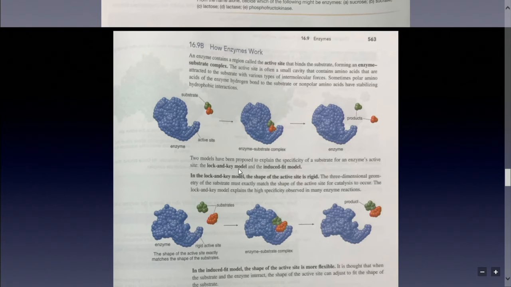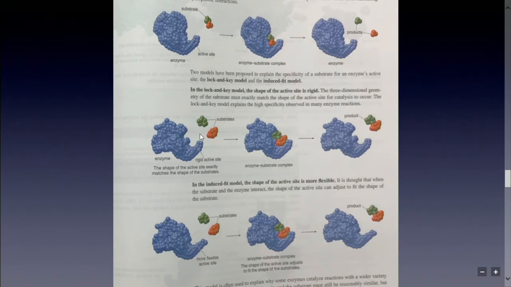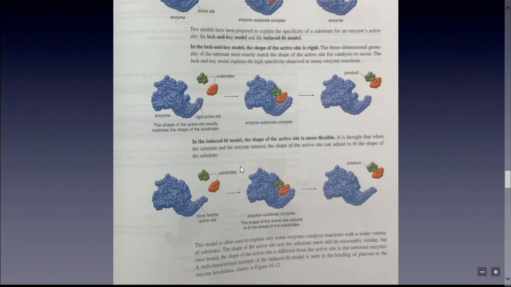So that's the lock and key model. The other is the induced fit model. So this one's not quite like a lock and key, but it's a little bit different. Again, in the lock and key model, the shape of the active site is rigid. So this is a rigid shape. So no matter what, it's always going to act on this specific substrate or whatever fits in there, okay? But the induced fit model is a little more flexible because it's thought that when the substrate and the enzyme interact, the shape of the active site can adjust to fit the shape of the substrate.